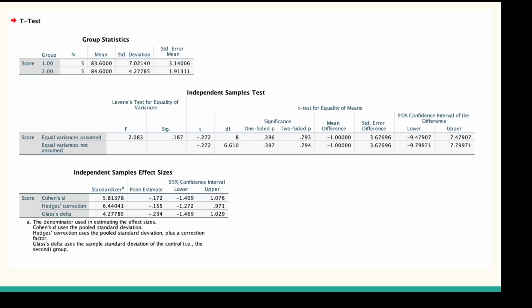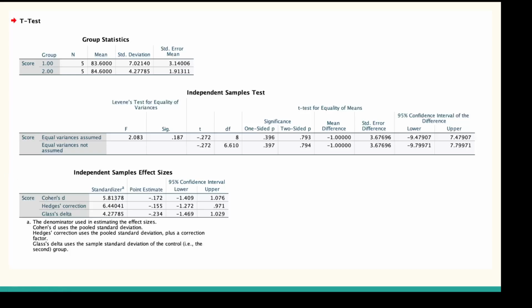Hedges' correction, on the other hand, is similar to Cohen's d but adjusted for small sample sizes. Hedges' correction is negative 0.155. And for Glass's delta, another measurement of effect size using the standard deviation of the control group, Glass's delta is negative 0.234.